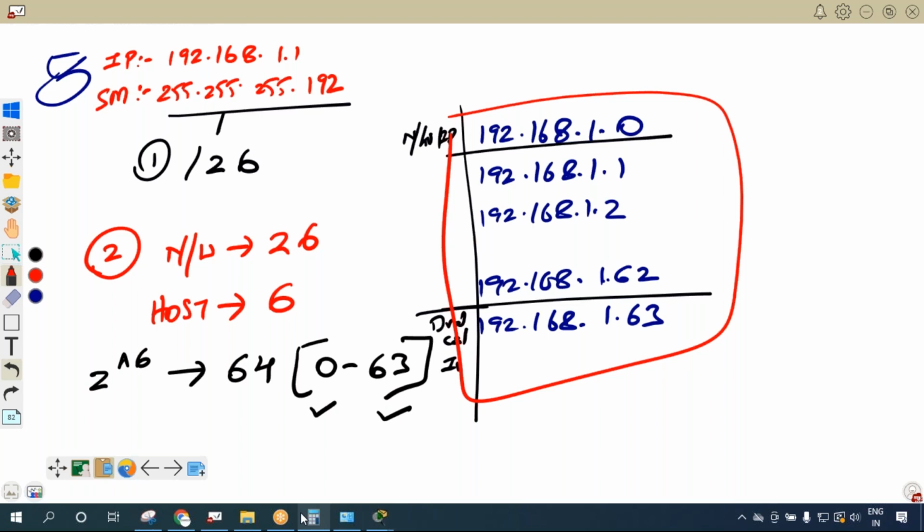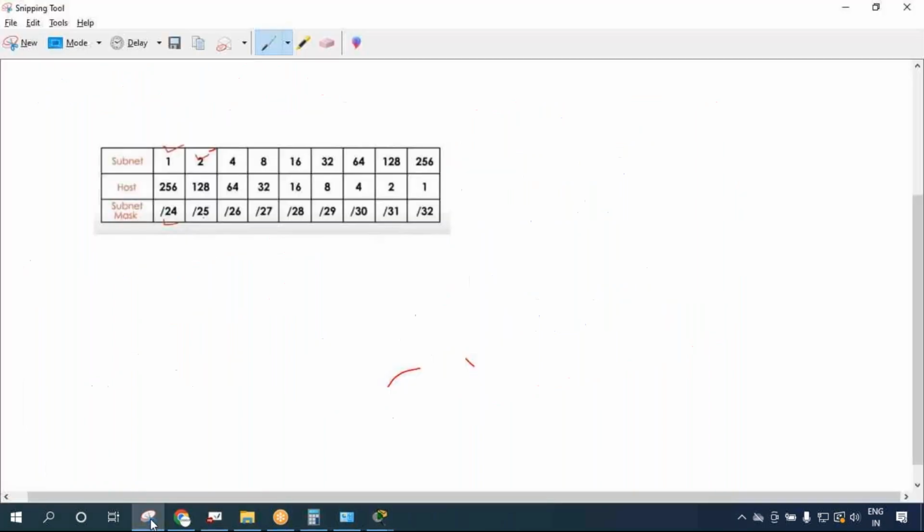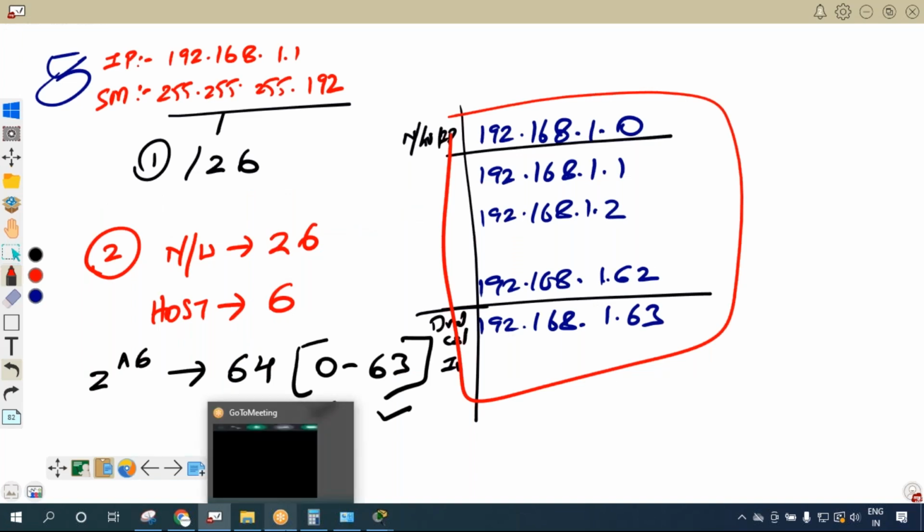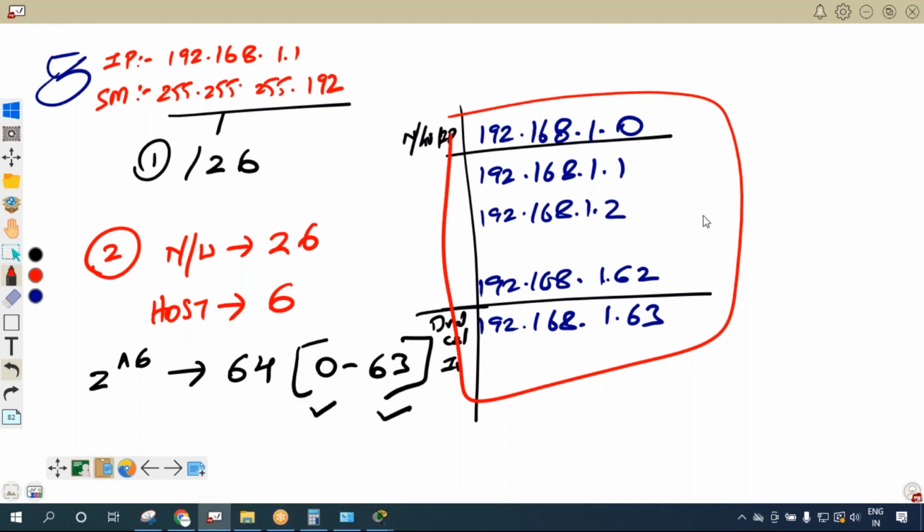Now, how many subnets are created? So /26 is the subnet mask. 4 subnets are created. How many subnets? 4. So 4 subnets are created, and each subnet has 64 IP addresses. Okay, so this is the first.